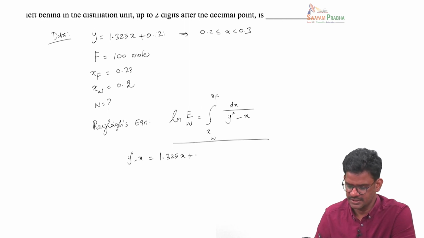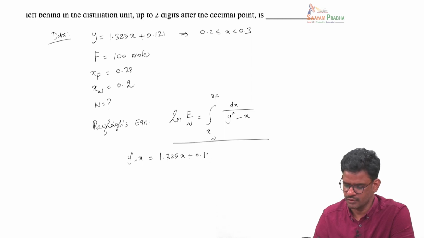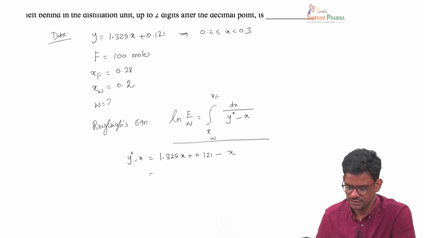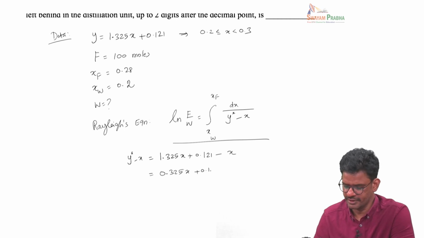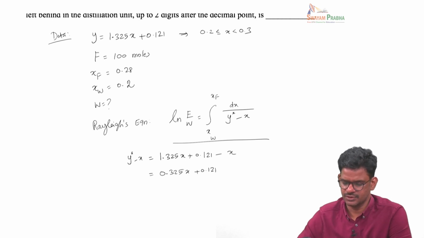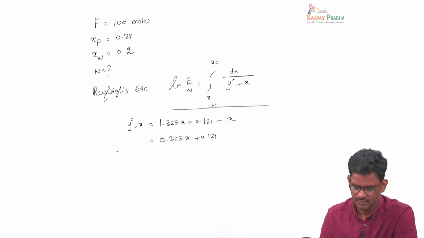y star minus x is 1.325x plus 0.121 minus x. So we will get 0.325x plus 0.121. Okay, so now we are going to integrate this dx by y star minus x in the limit of 0.2 to 0.28.